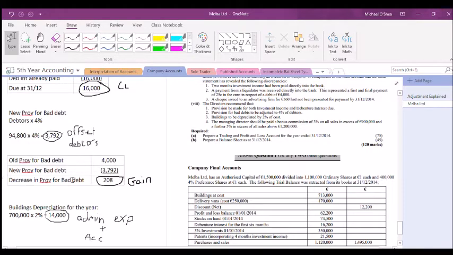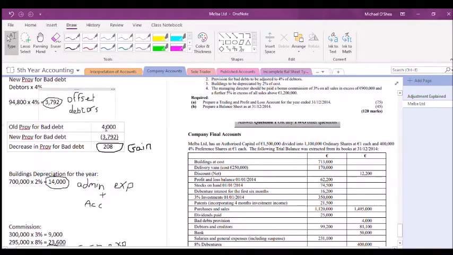If I've decreased my provision for bad debt, it means that I expect to actually receive a little bit more money, so this is a gain. The difference between both of these, if it's a decrease from the old one to the new one, then it's a gain. A decrease in provision for bad debt is a 280 euro gain, and obviously if your new provision was higher than 4,000, it would be an increase in provision for bad debt, and that would be a loss.